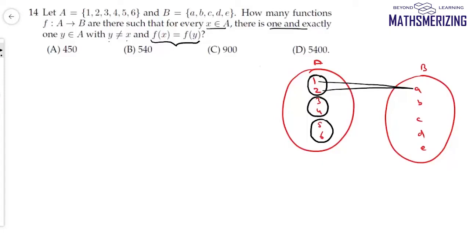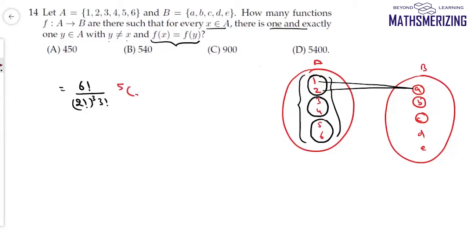So first, I need to distribute these 6 points into pairs of 2, 2 and 2. In how many ways can it be done? It can be done in factorial 6 upon (factorial 2) whole cube upon factorial 3 ways. Now we have distributed these 6 points into groups of 2, 2 and 2, and we need to find the image of these 3 groups. For the images, we need to choose 3 elements from set B. Out of these 5 elements, we can choose 3 elements in simply 5C3 ways.